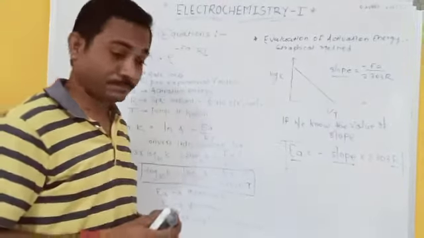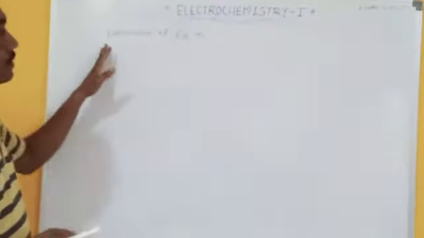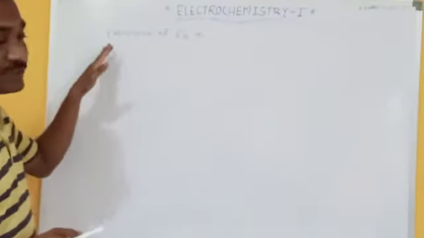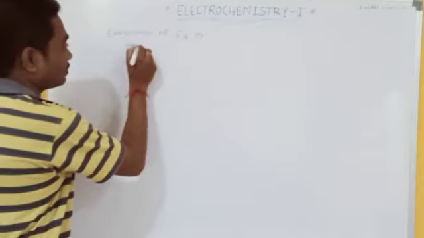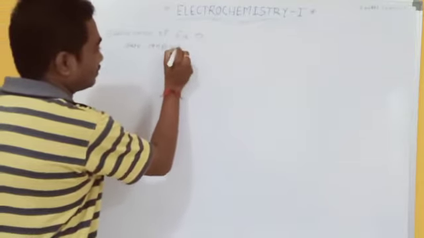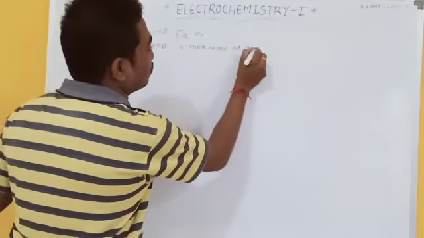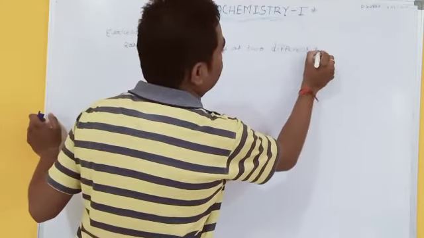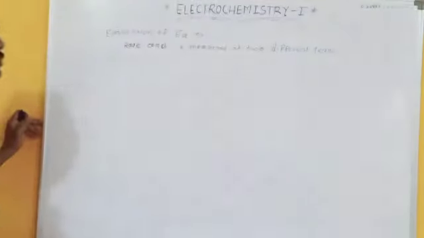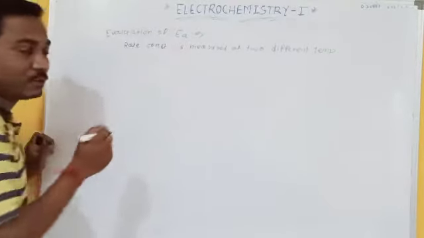So, alternatively, the value of EA can also be calculated when the rate constant is measured at two different temperatures. If the rate constant is measured at two different temperatures, from this observation we can also calculate the value of activation energy.